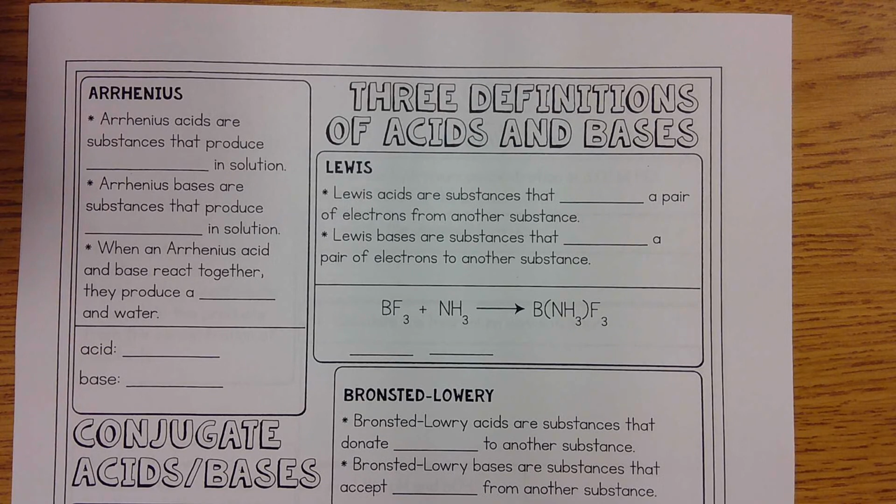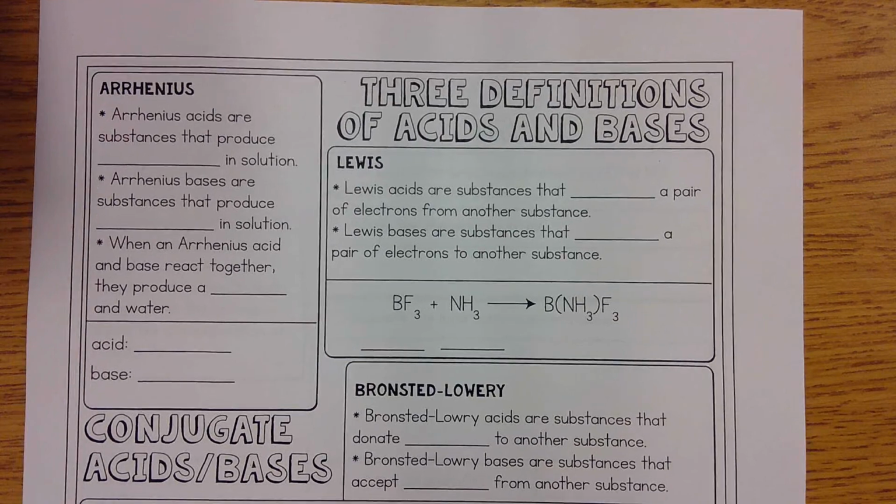Chemically, you can define acids and bases in three different ways. So we're just going to go over those three things for this next section.